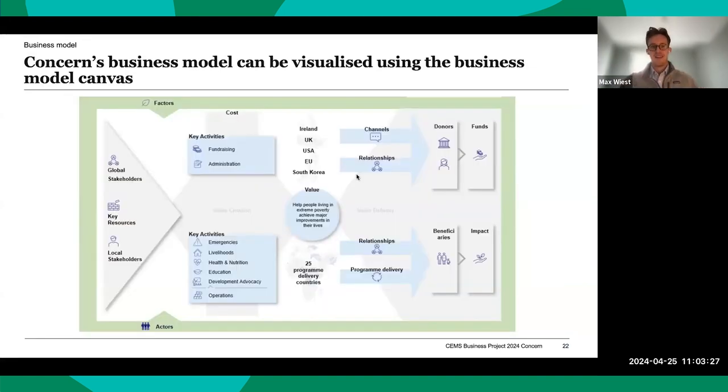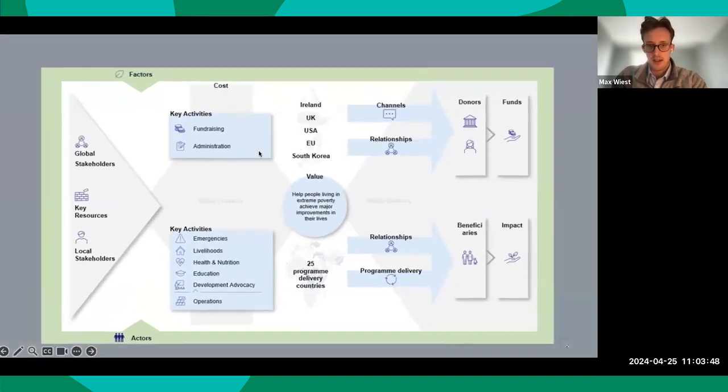Okay, thank you, Lilla. Now we are coming to the business model, based on the business model canvas, that we have created for Concern. Here you can see it already in one picture. We will go through some of the details now and explain a bit of our reasoning behind these factors.